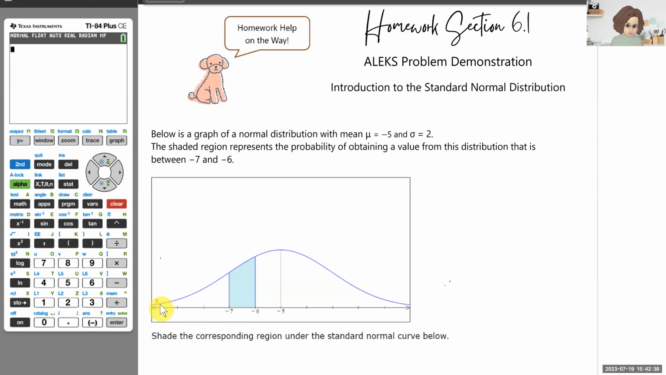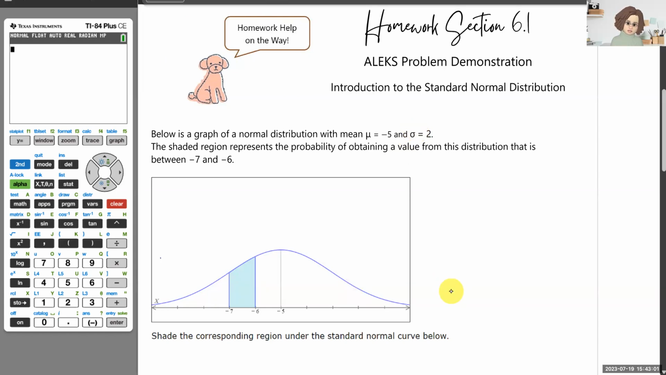All right, so you can see over here, they've labeled the x-axis. So x is a value from this distribution. And we know that the mean determines the center of the graph. So there's our -5. And standard deviation determines spread, so spread from the mean. And I'll return to standard deviation in a bit as we move forward.